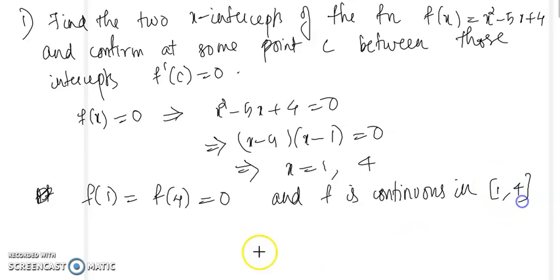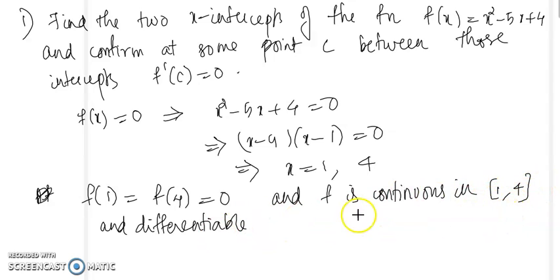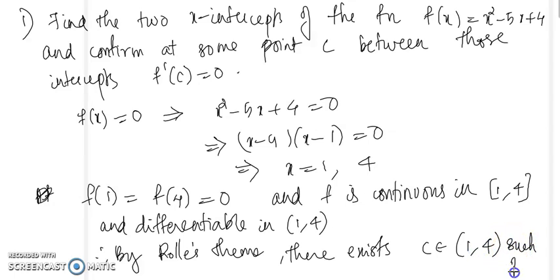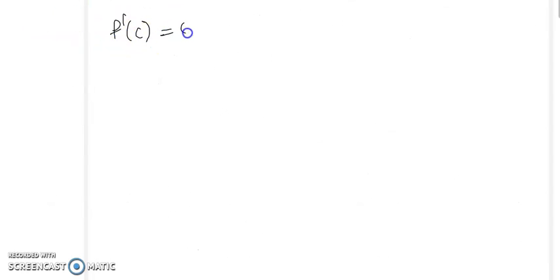interval 1 4 because it is a polynomial function, and differentiable. It is continuous and differentiable everywhere, not only in the closed interval 1 4, but our only requirement for Rolle's theorem is that it is differentiable in the open interval 1 4. So therefore by Rolle's theorem, there exists a c belongs to open interval 1 4 such that we will have f dash of c equal to 0.